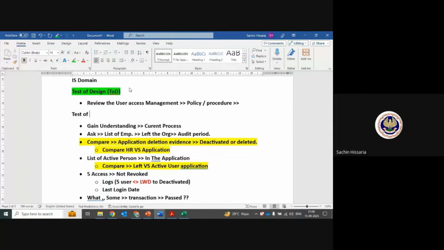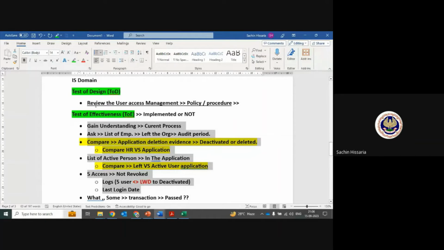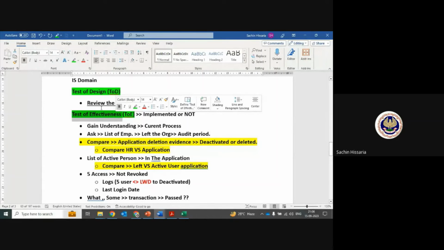When I say test of effectiveness, which is called the TOE, what is test of effectiveness? Whatever controls are mentioned in the policy procedure document, whether those controls are implemented or not, that I am verifying for the test of effectiveness. So whatever steps I have performed here, I have performed to check the actual effectiveness.